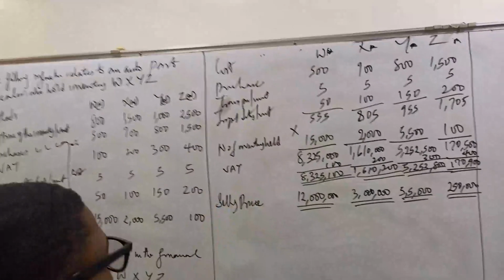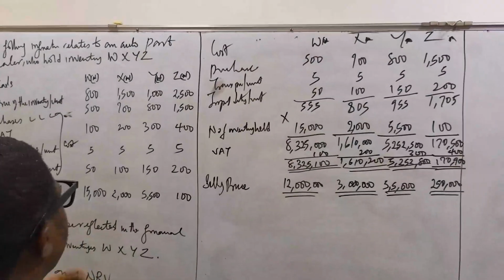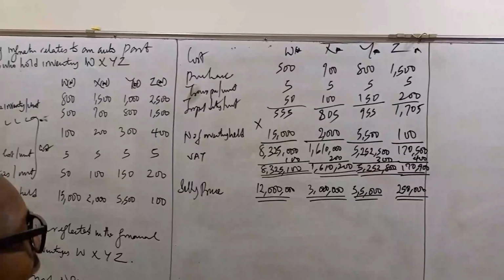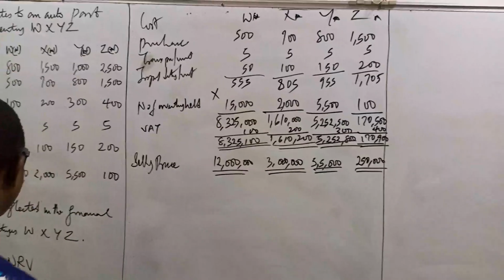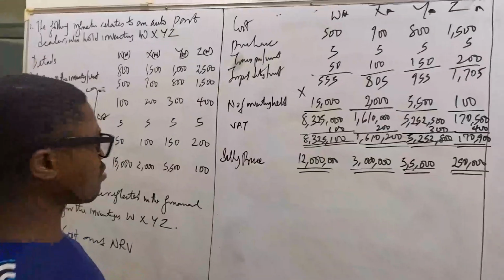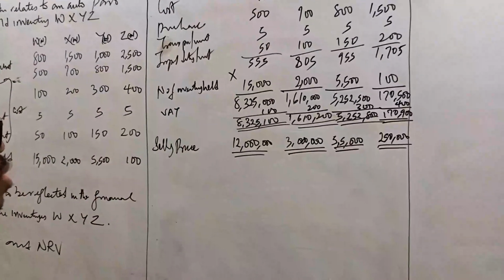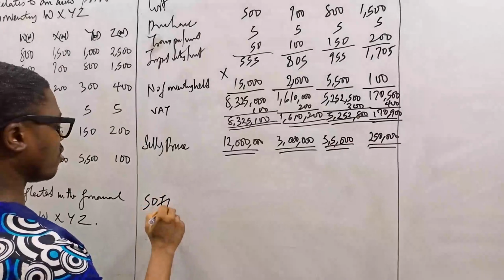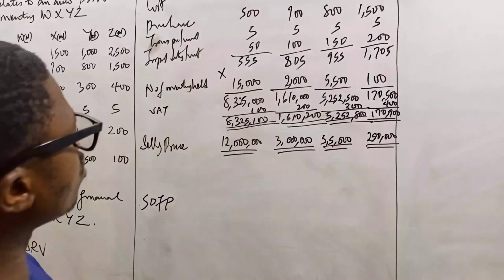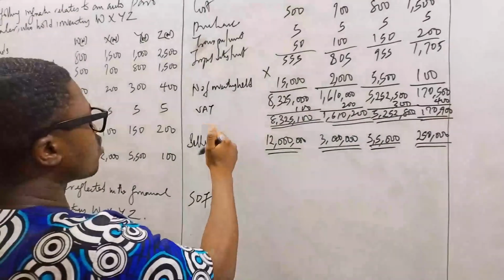So the next question is, we have to determine the value to be reflected. So what do we now do? Decide on the value to be reflected. And note that the condition is the lower of cost or net realizable value. So we now need to compare the two to know the one that is lower, and that is what we recognize in our statement of financial position.